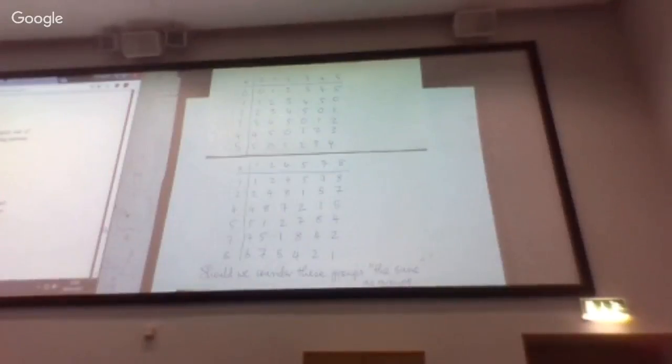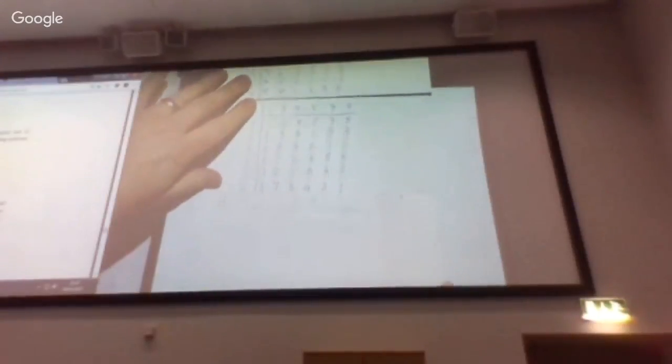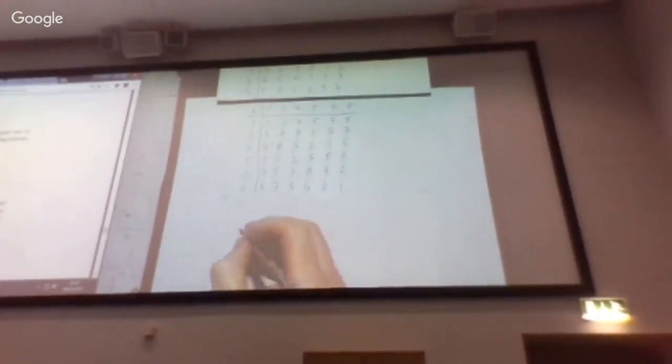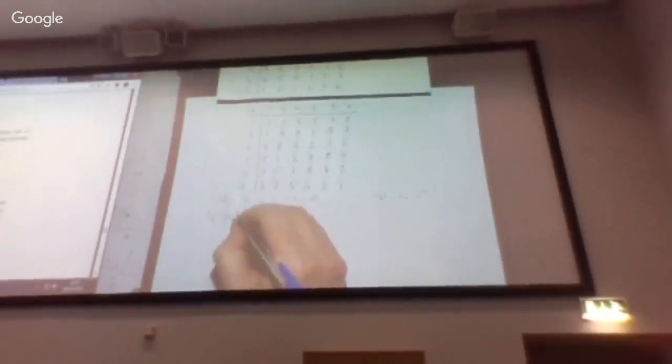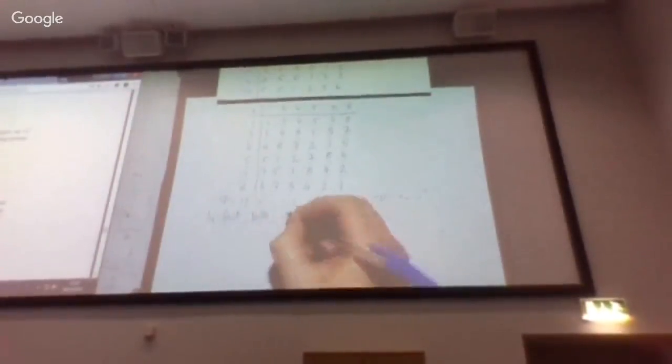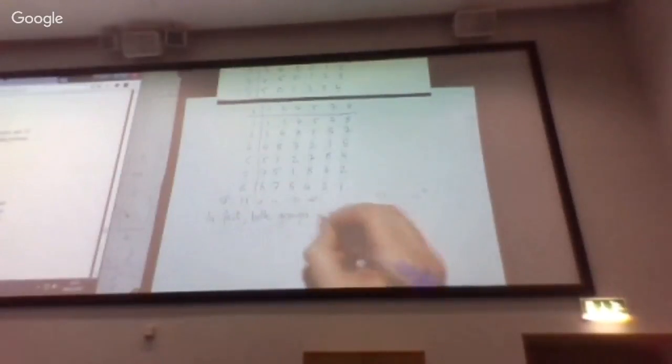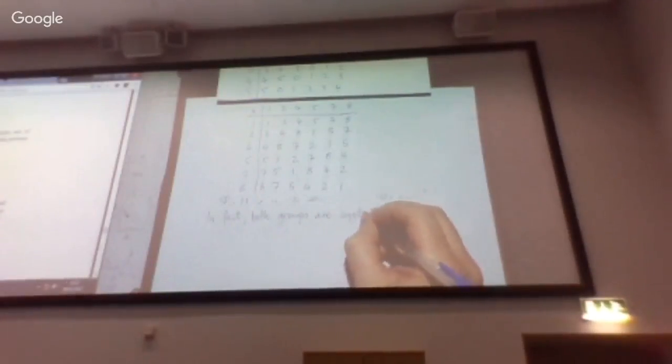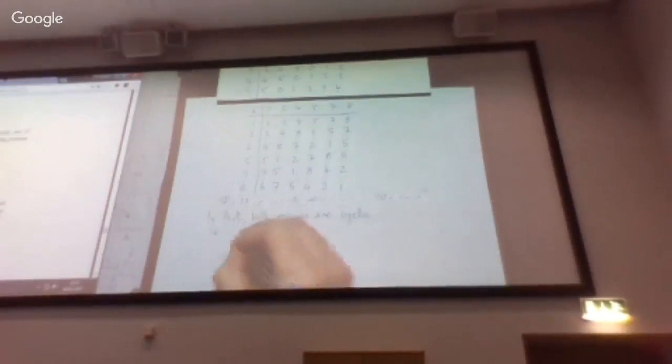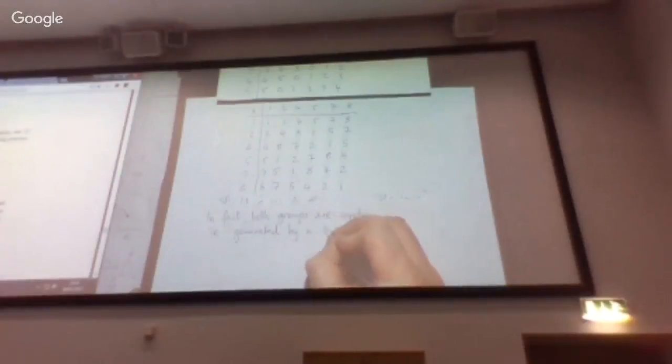Now, there is an answer to it. Both groups are what we call cyclic, i.e., generated by a single element. If I could just hold your attention for another couple of minutes, both of the groups are generated by a single element.